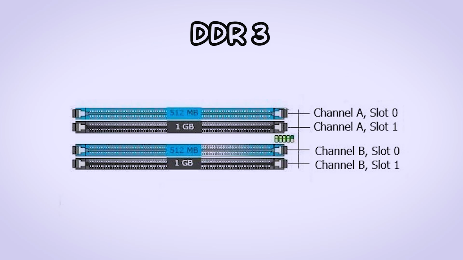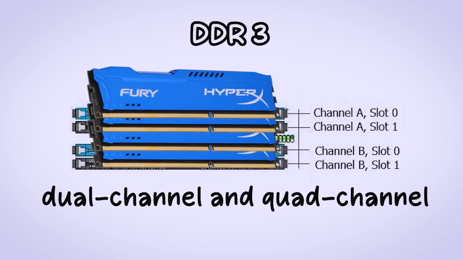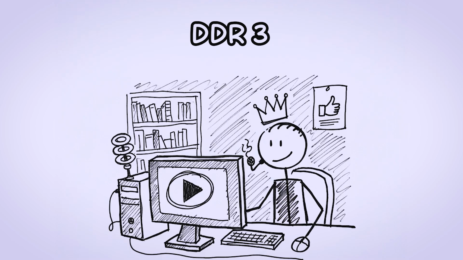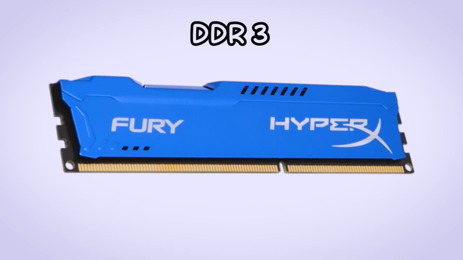DDR3 also introduced something called dual-channel and quad-channel configurations, where you could install multiple sticks that worked together for even faster performance. This generation saw the rise of overclocking culture, where enthusiasts would push their RAM beyond factory speeds for extra performance. Gaming communities obsessed over finding the perfect RAM timing and frequency combinations. But here's what most people don't realize about DDR3. It stayed relevant for so long because the jump to DDR4 wasn't immediately necessary for average users.